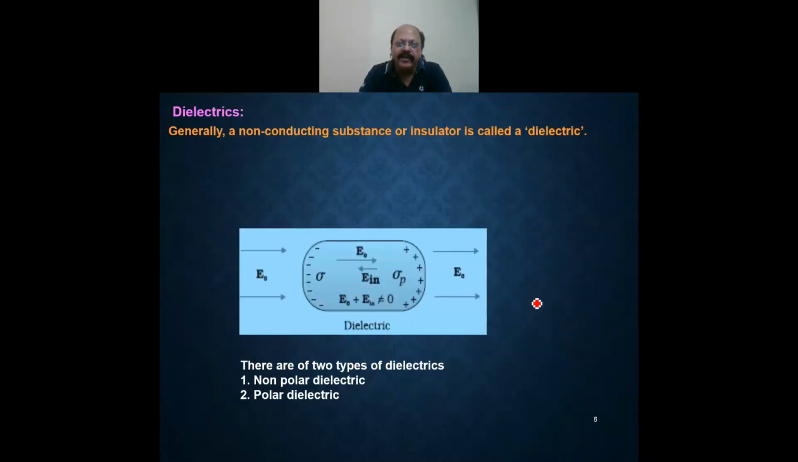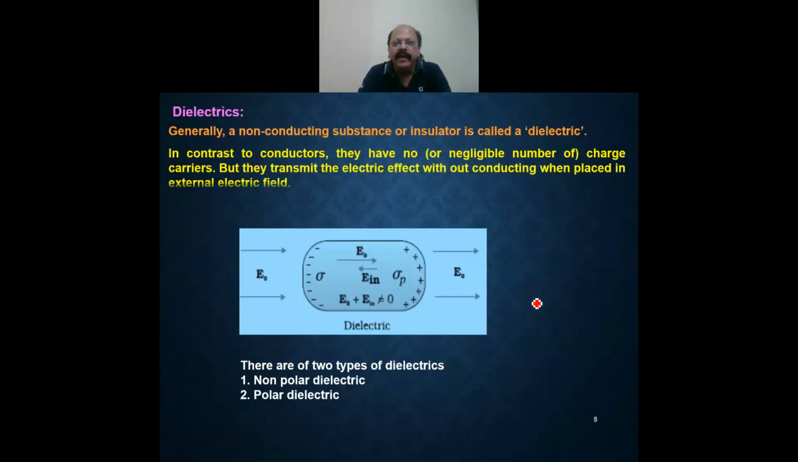Now dielectrics. Dielectrics are generally non-conducting substances or insulators. Even though they are insulators, they transmit the electric effect without conducting when placed in an external electric field. As you already studied in the first property, when we place a conductor in an electrostatic field, the positive and negative charges of the conductor get separated.